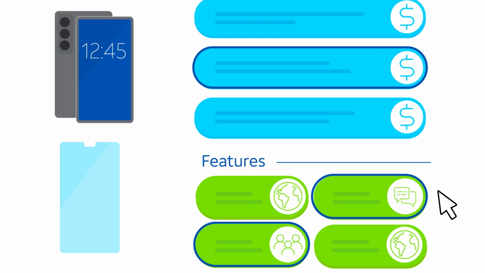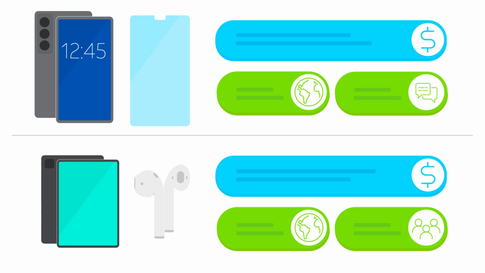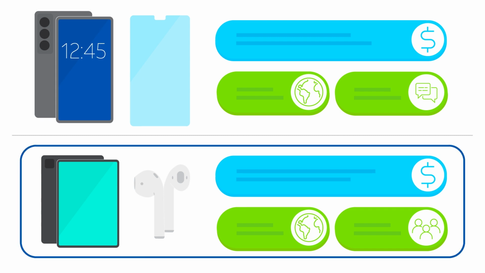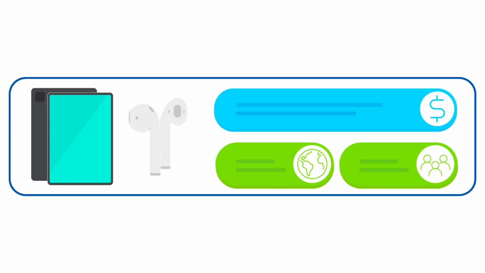To simplify future purchases, create custom packages. Just select the device, accessories, rate plan, and features you want to include in the package. For your next purchase, just choose the package and go right to checkout.